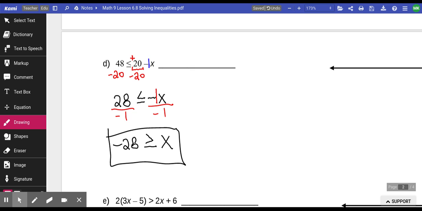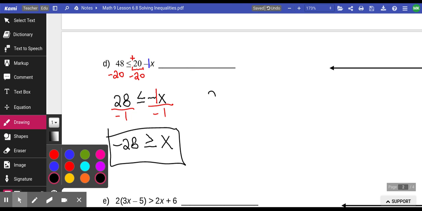A lot of people will leave their final answer as this, and they won't deal with that negative sign. You haven't solved until you get x all by itself. This is not x by itself because you need to get rid of that negative. It's an invisible negative 1, so you have to remove it to get this as your final answer. Negative 28 is greater than or equal to x.